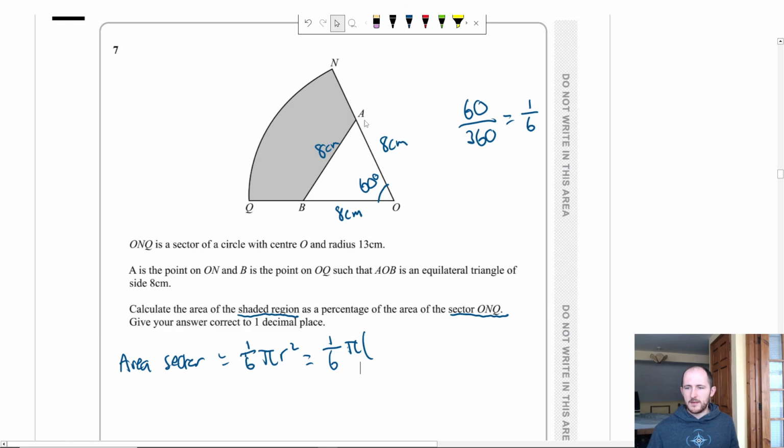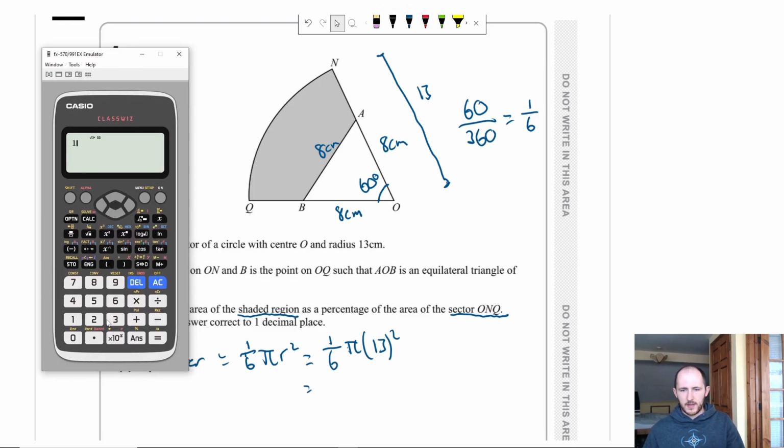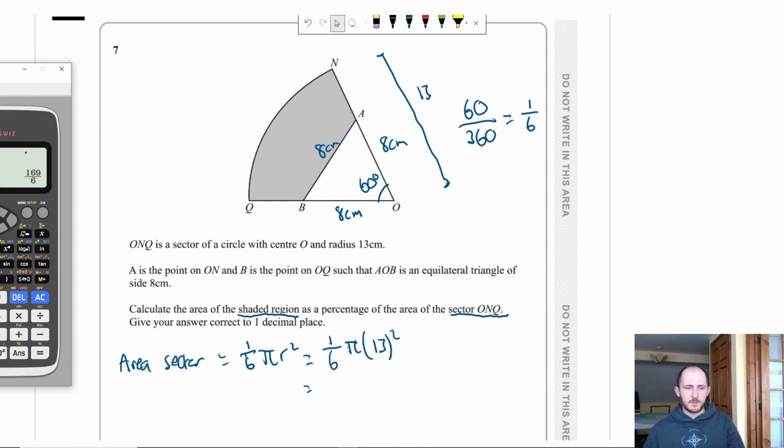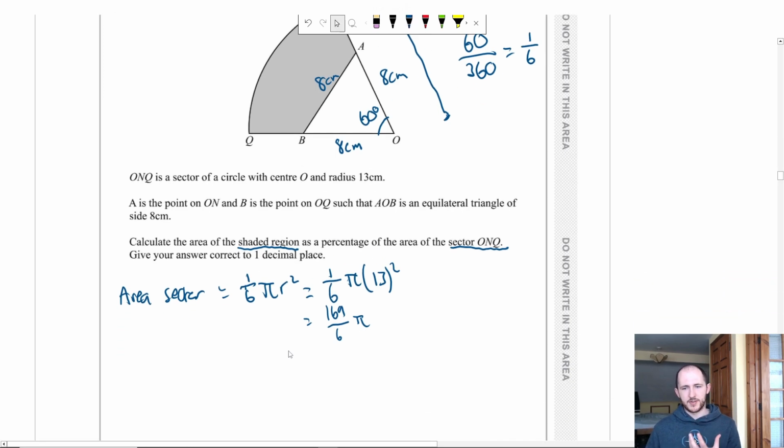However, do we know what the radius is? Well, the radius is 13, it's not 8, okay? So don't forget, it's the overall size here that we're interested in. So it's 13 squared. And again, we're just going to sub this into our calculator and ideally leave it in terms of pi. So 13 squared, and then divided by 6, gives us 169 over 6 pi, right? And I want to leave it as a fraction in terms of pi, because then it gives my answer a lot of precision, okay? So we've worked out the area of a sector, so we've already got some marks here.